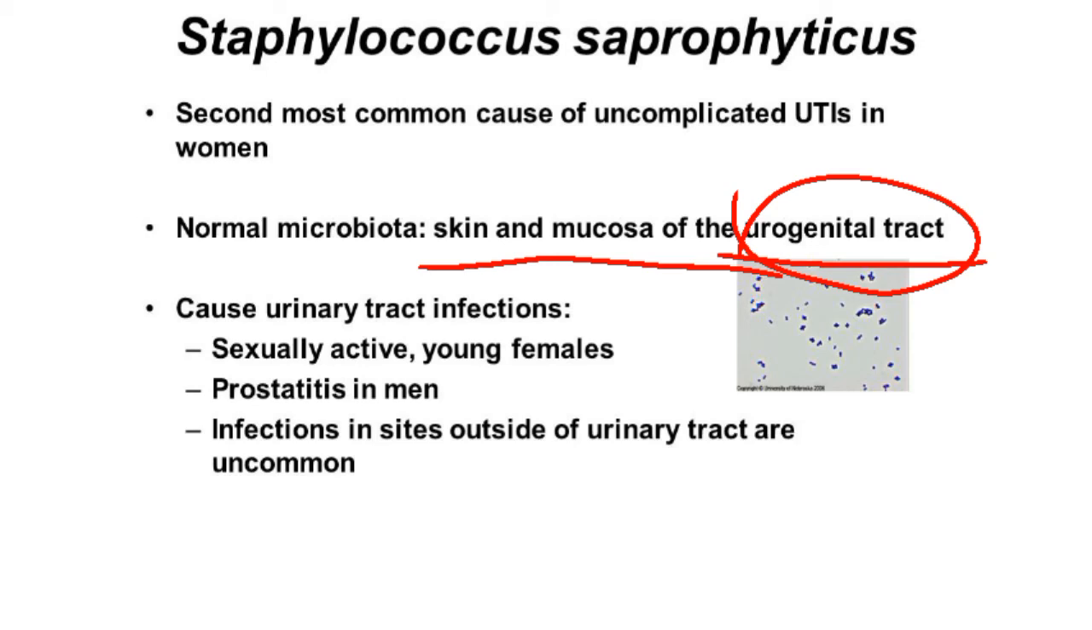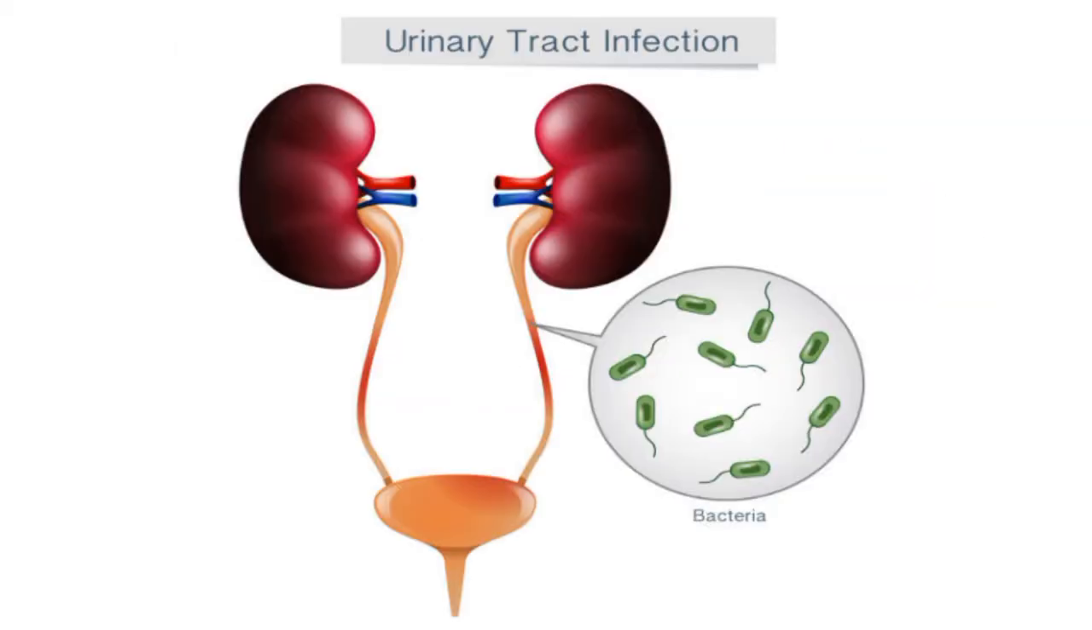It is the second main cause of UTI. After E. coli, it is the second main cause of urinary tract infection. It is transmitted sexually as it is normal flora of the urogenital tract. But mostly it causes cystitis, meaning inflammation of the bladder.